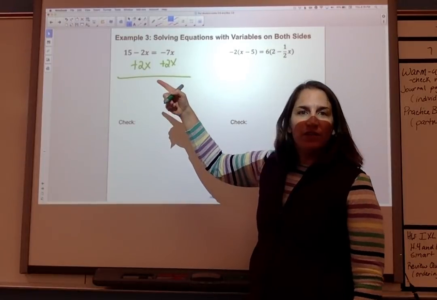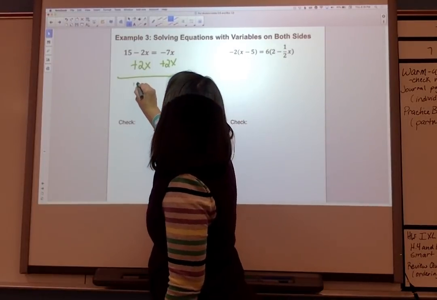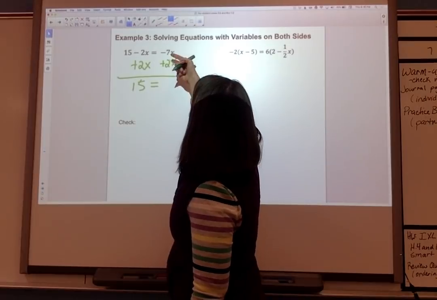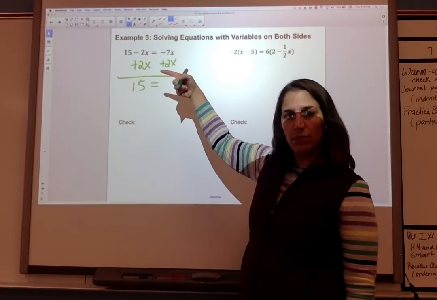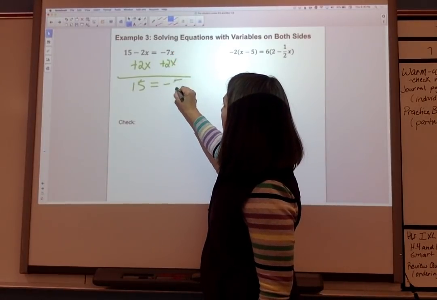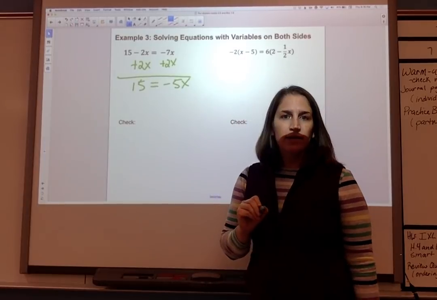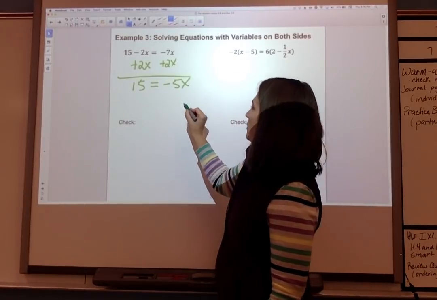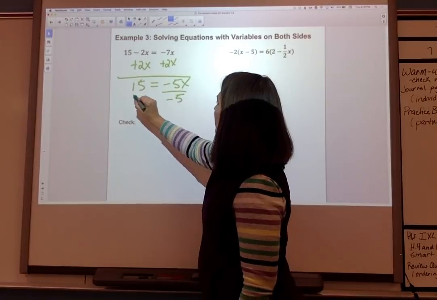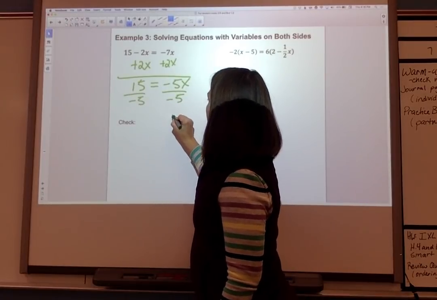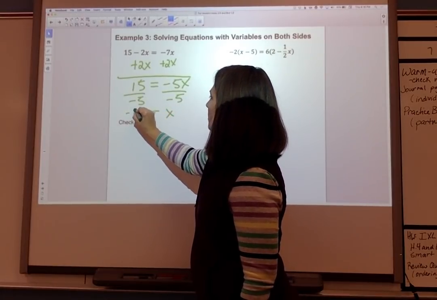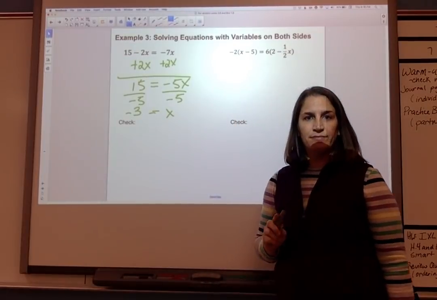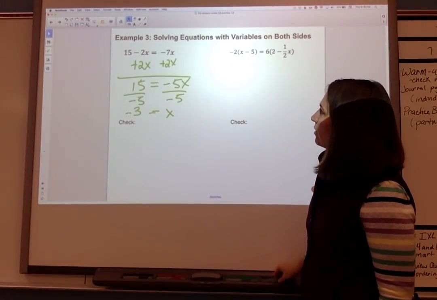All right, now I'm left on the left with 15, and that's equal to negative 7x plus 2x, which would be negative 5x. Now I just have a simple one-step equation left. Divide by negative 5, and I get x equals negative 3. Let's go ahead and check our work.